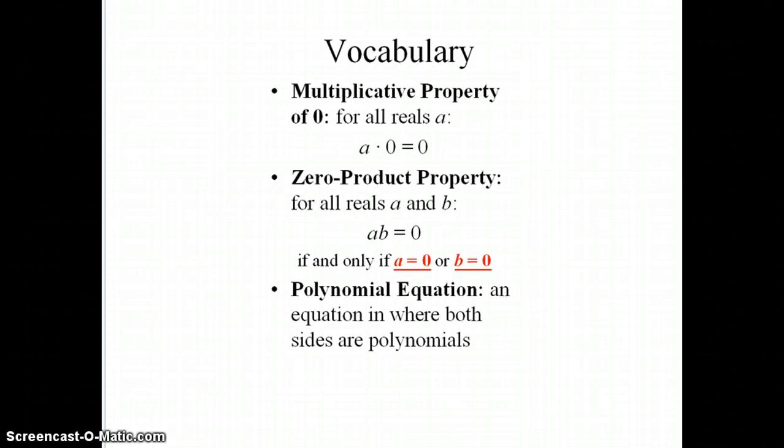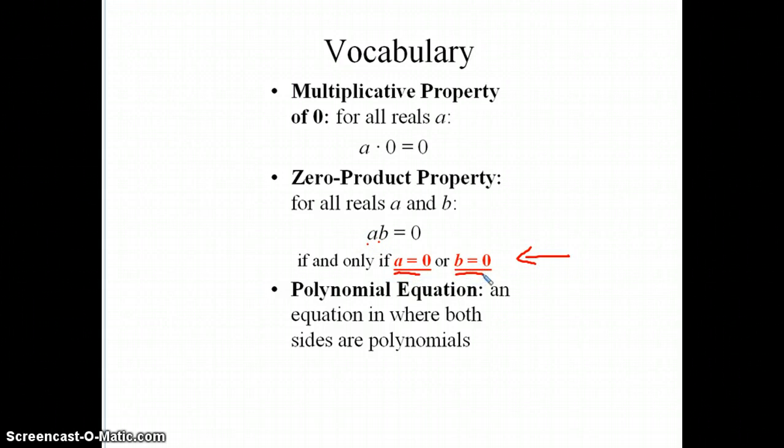The first one is the multiplicative property of 0. For all real numbers a, a times 0 is equal to 0. Please pause if you need to. We also have the zero product property. For all real numbers a and b, if a times b is equal to 0, then a equals 0 or b equals 0. This is what we will be using today when we're solving. We'll set each of the factors equal to 0 like noted here.